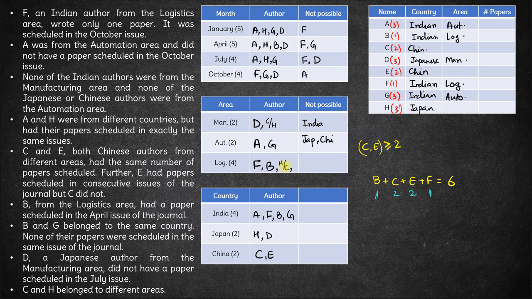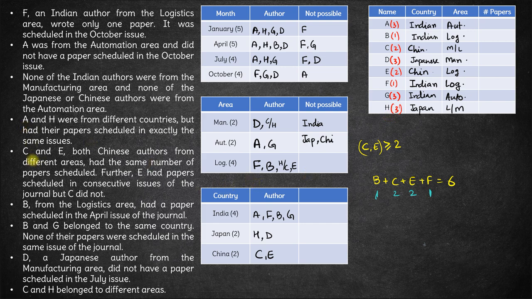So 1, 2, 3 people are fixed. So the fourth person is A, B, C, D, E. So E must be from logistics. E has to be from logistics. That is what we can figure out here. So E is from logistics, whereas C or H is from either manufacturing or logistics. So we'll figure that out.